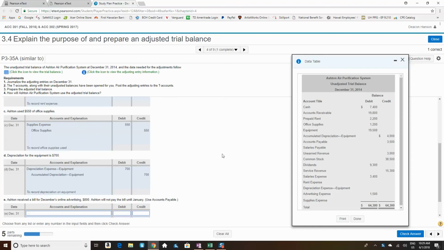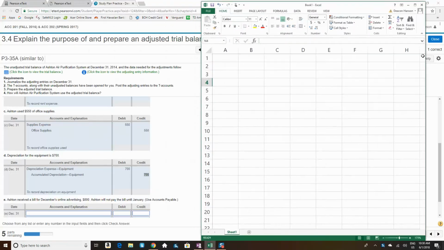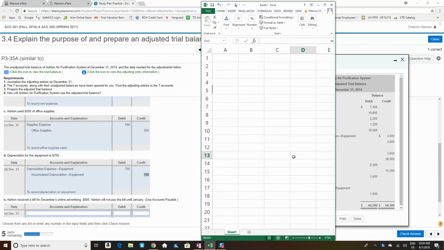I'm going to take a little quick aside here. Let's focus on this. See, this accumulated depreciation on your balance sheet in the unadjusted trial balance is $4,000. After we make this entry, it's a $700 increase, so it's going to be $4,700. See, the equipment's cost is $19,500. So if I were going to show that on my balance sheet, let me just set you guys up here.